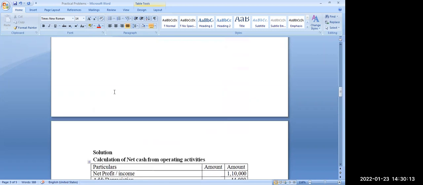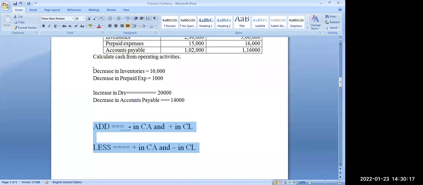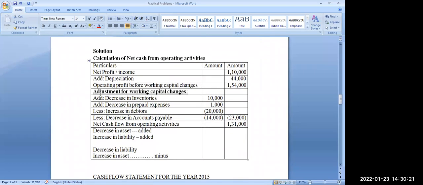So now, what is the increase and decrease? It is given here. This is the rule. We already have this increase and decrease; we are taking it and bringing it into the statement. Decrease in inventory should be added, so 10,000 rupees. Decrease in prepaid expenses, that's another asset, we are adding. Increase in debtors, we are subtracting it.